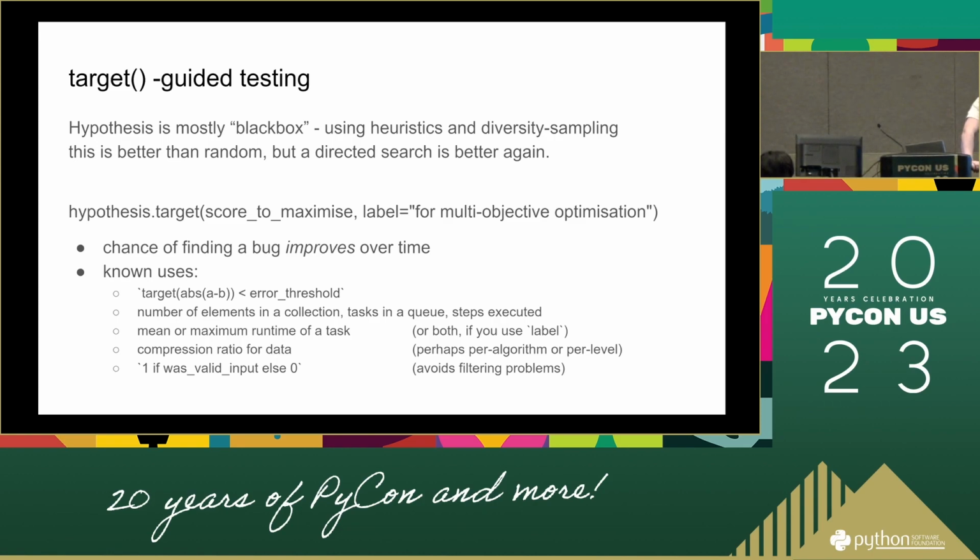And then hypothesis will do a sort of hill climbing search to try to find examples that have the largest possible scores. This can be pretty useful for things like: target the absolute value of some numerical error from a simulation or a calculation, or try to maximize the number of tasks in this queue that haven't been executed yet, or try to maximize the runtime of this function, or minimize the compression ratio, or even sometimes just balancing, you can pass 1 if it was valid or 0 if it was invalid. This can be a good way to avoid filtering only to valid input if you want to test both valid and invalid, while still biasing it somewhat in that direction.